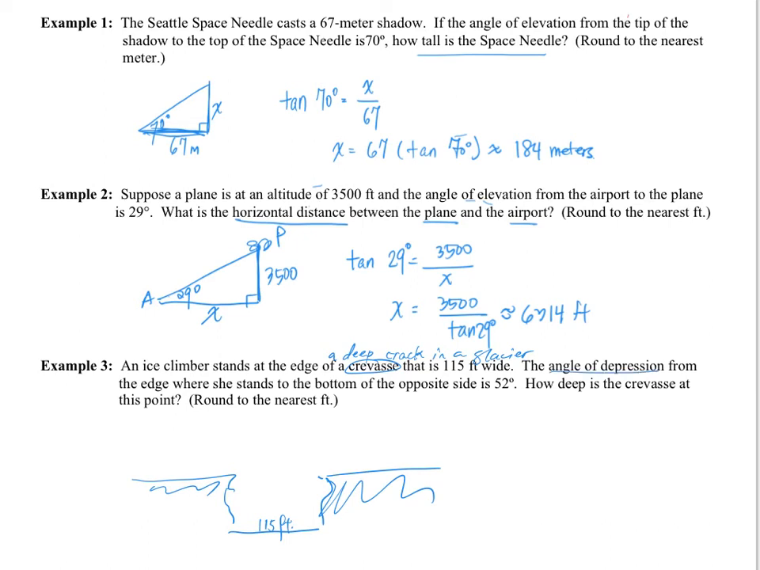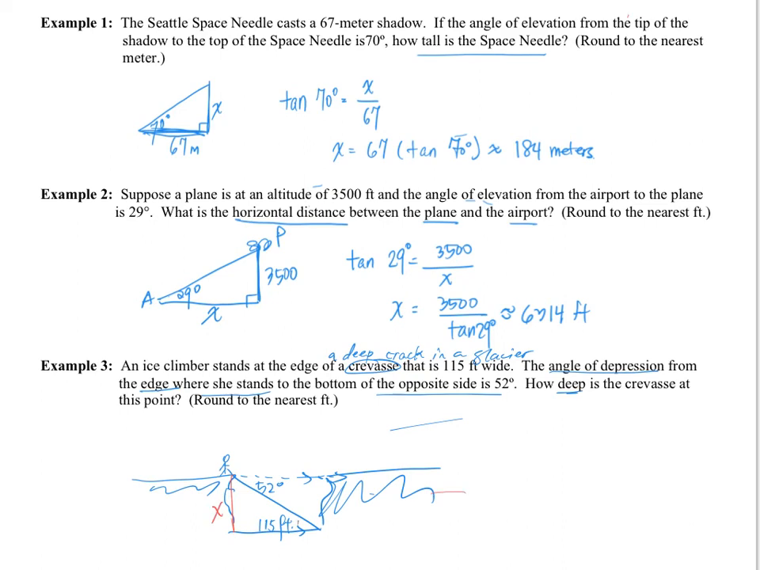And it says the angle of depression from the edge where she stands, or the ice climber, to the bottom of the opposite side is 52 degrees. So this is 52 degrees. How deep is the crevice at this point? So we need to find out the height, which is x.